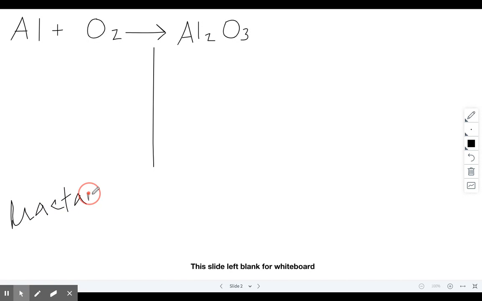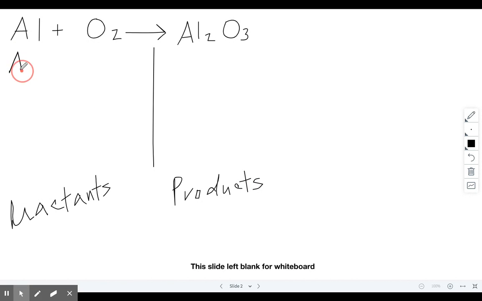And then my right side, remember, is my products. And I want to count the number of each atom on each side. So the total number of atoms on the left, the reactant side, need to match with the exact number of products on the right side. So I need the exact same amount of atoms and same atoms.